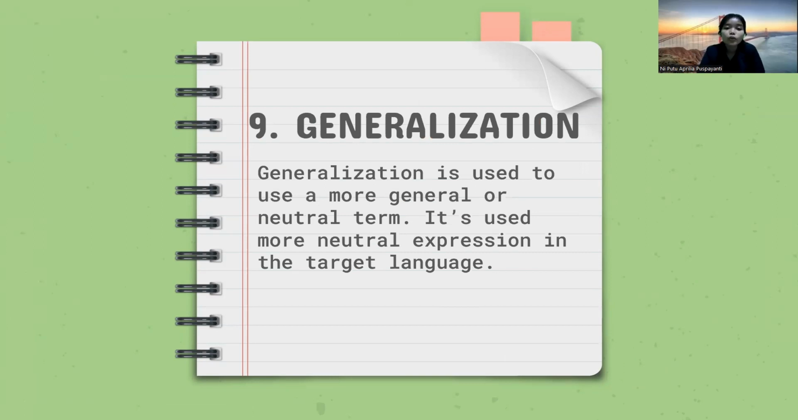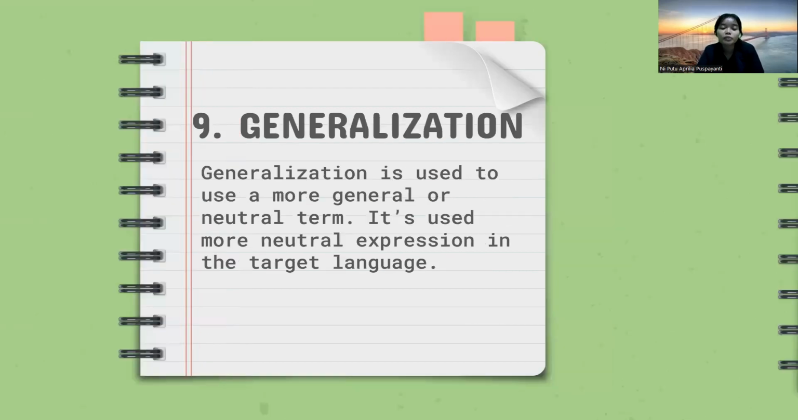Okay, now I will explain to you about generalization techniques. As you can see on the slide, generalization is used to use a more general or neutral term. It uses a more neutral expression in the target language. Generalization technique is a translation technique used to translate specific terms into general terms, which makes it easier for us to understand the meaning of the translated text. So, as not to be confused, let's see the example. Next slide, please.